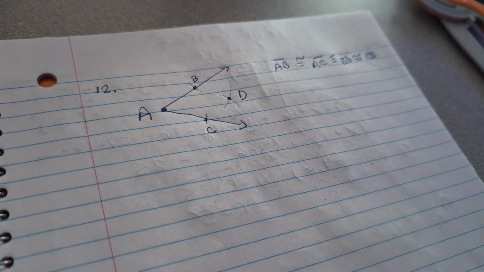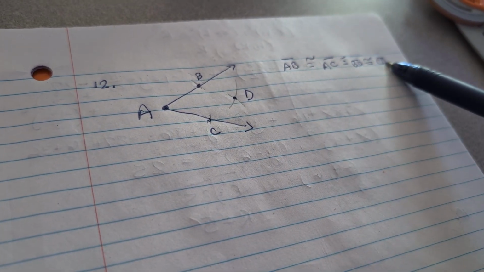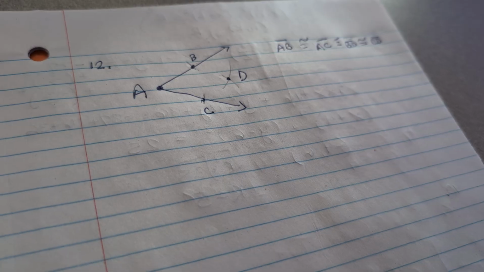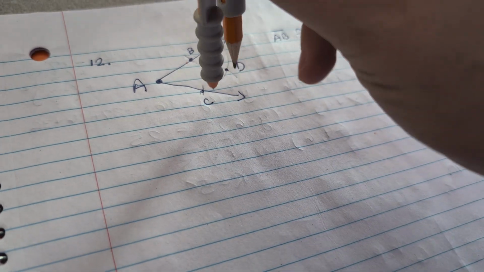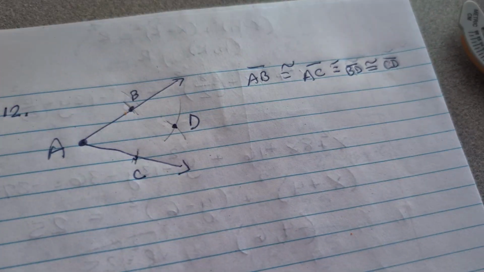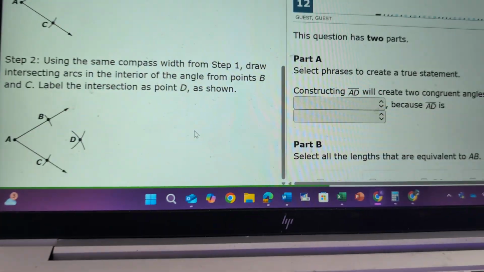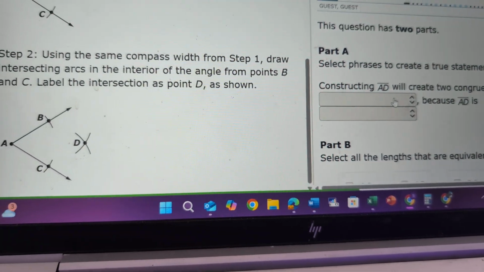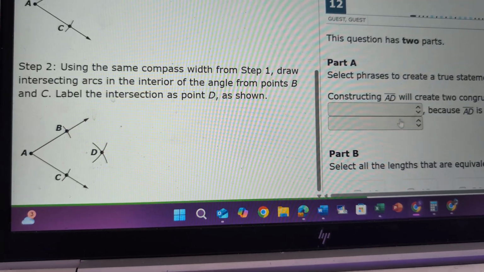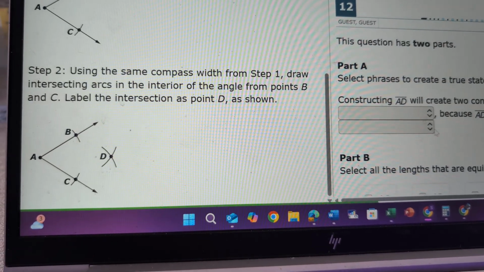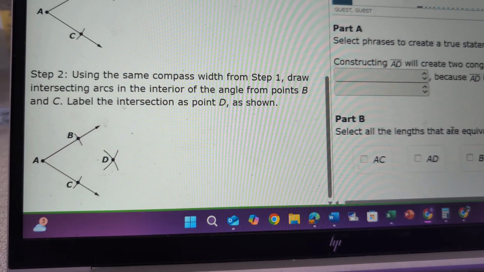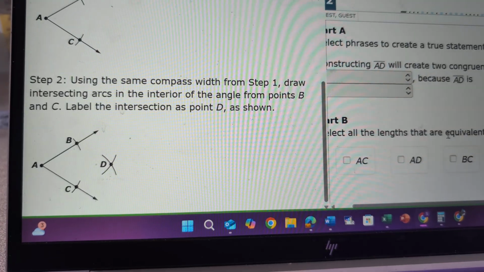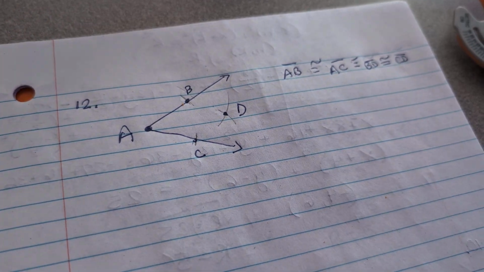All right, so AB, AC, BD, CD, I never moved my compass width when I did those, okay? So those are all congruent to one another. So coming back up here, constructing AD will create two congruent angles, blank and blank, because AD is blank. Select all lengths that are equivalent to AB. So I kind of jumped the gun talking here, but those are all congruent.